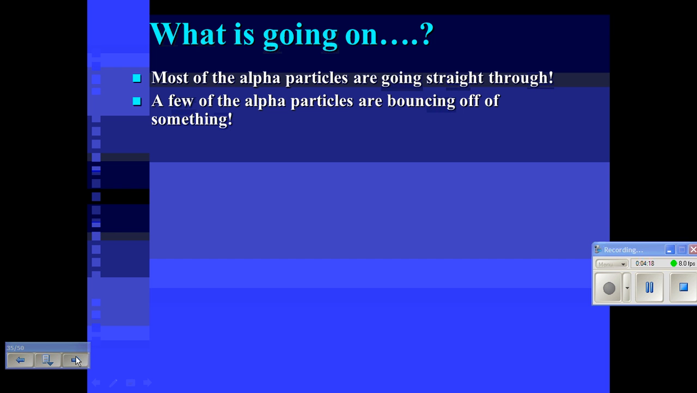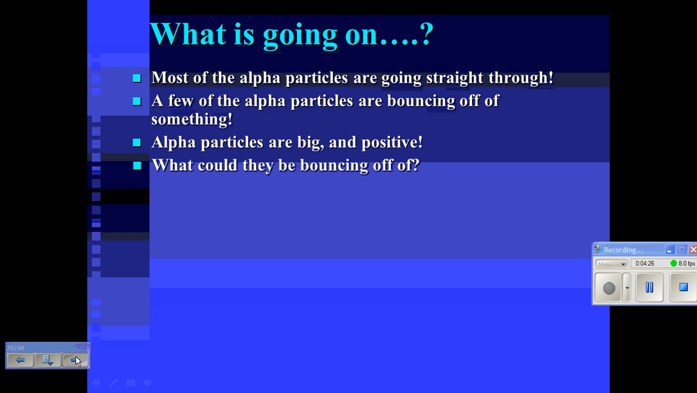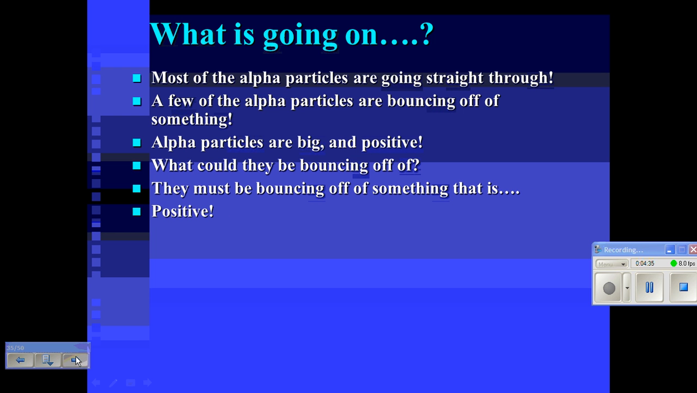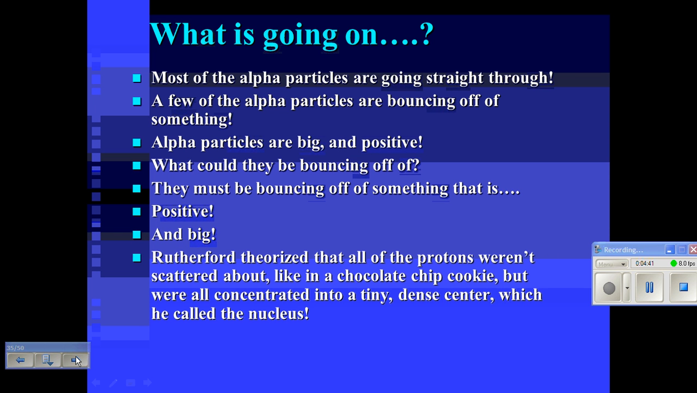So Rutherford was able to look at it and say, okay, if these large positively charged particles are bouncing off of something, it must be that all of the positive charge is concentrated in the center. And he called this the nucleus.